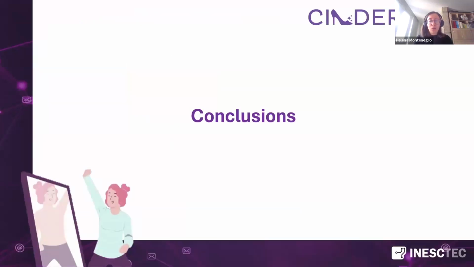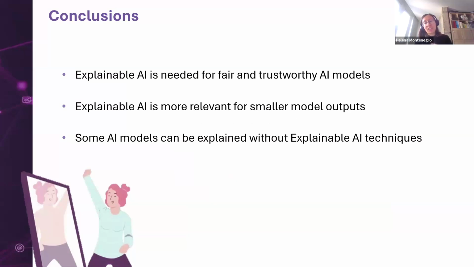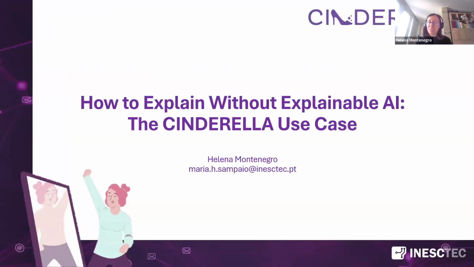So, some conclusions. The main takeaways from this talk are that explainable AI is incredibly important to develop fair and trustworthy models, and especially important for models that give us a low amount of information, like classification and regression tasks. There is also a way that we can explain AI models, like generative models, without explicitly using explainable AI techniques, by explaining not the model, but the procedure that we implement to go from the input of the model up until the output. So with this, I finish the presentation.